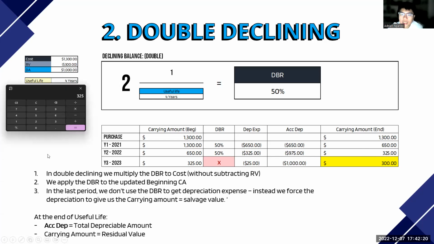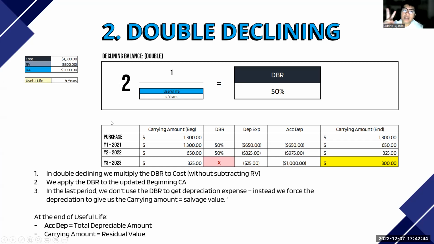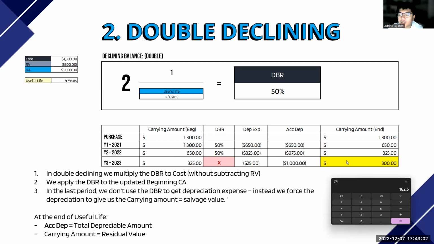Now, the last thing is, yung 325, you expect, okay, i-multiply lang natin to get by the DBR of 50% to get our depreciation expense. So dapat depreciation expense natin for this year is 162.5. But bakit naging 25? Because in double declining, the second thing I want you to take note is, you apply double declining, pero pag malapit na yung carrying amount mo to the salvage value, pare ito, 325, the salvage value is 300. For the next period, rather than applying a DBR percentage, we just have to make sure na we depreciate all the way lang to the carrying amount.